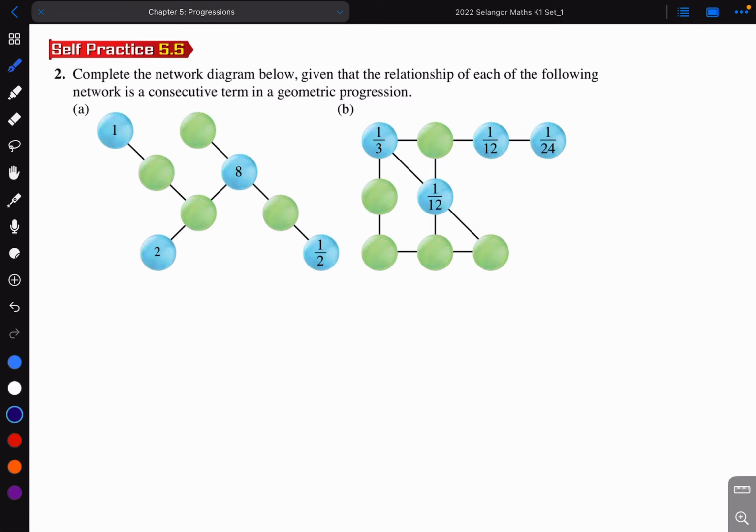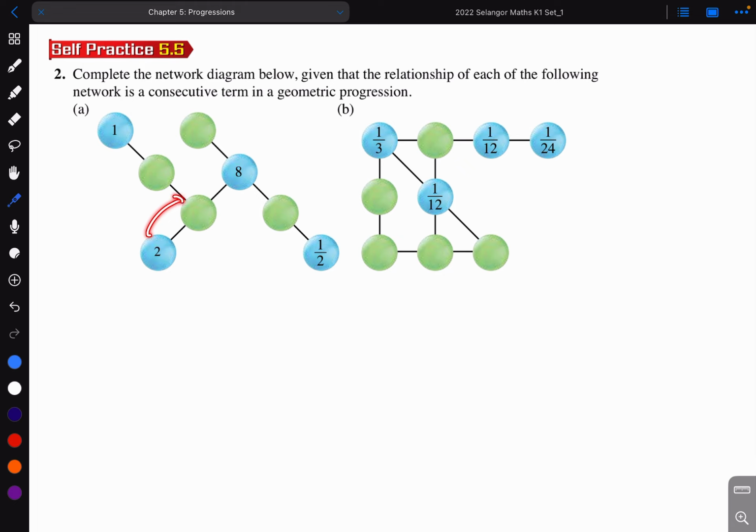Self-practice 5.5, question 2. Complete the network diagram below, given that the relationship of each of the following network is a consecutive term in a geometric progression. That means this is a geometric progression, this is another geometric progression, and this will be another geometric progression. Okay. So let's start with something simple first.